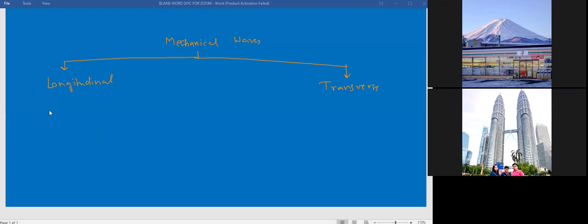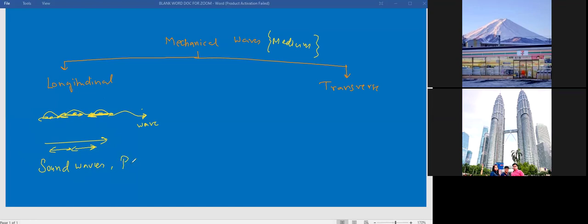Longitudinal waves means, if the wave is going like this, since we are talking about mechanical waves, a medium must be there, and the medium has particles. Wave is energy which is invisible, but its effect will be shown by the particles. When it moves, the particles through which it is moving start oscillating along the same direction as the wave. This type of wave is called a longitudinal wave. Example: sound waves.